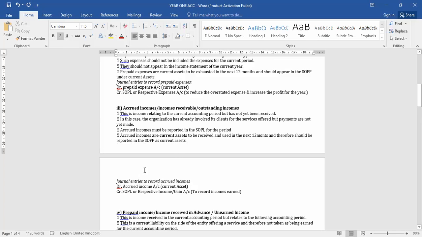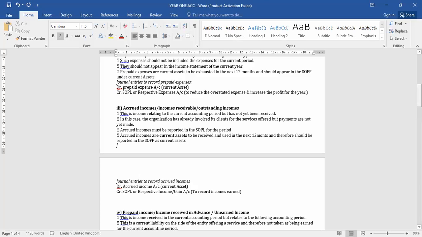Are you seeing? Then the journal entries would be, in this case, debit accrued income, the asset, and credit the respective income. Are we together at that point? The opposite is true. Accrued expense is a liability. Accrued income is an asset within the business.